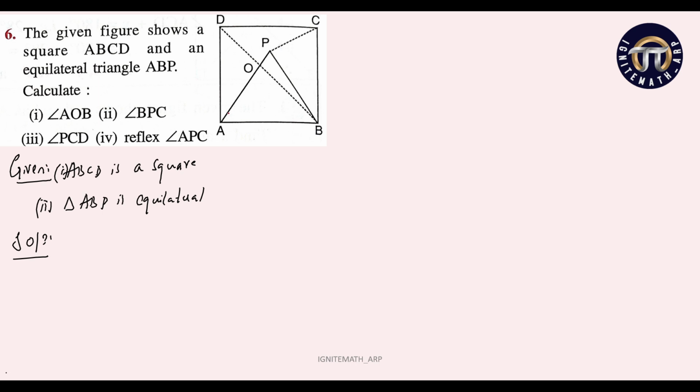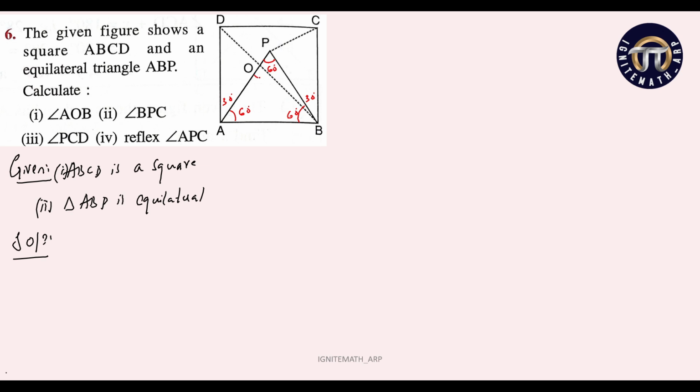See, ABP is equilateral, in the sense that you know in an equilateral triangle each angle is 60 degrees. This is 60 degrees, also this is 60 degrees. And in a square, each angle is 90 degrees. This is 60 degrees, which means this is 30 degrees. Also this is 30 degrees. Clear, children?